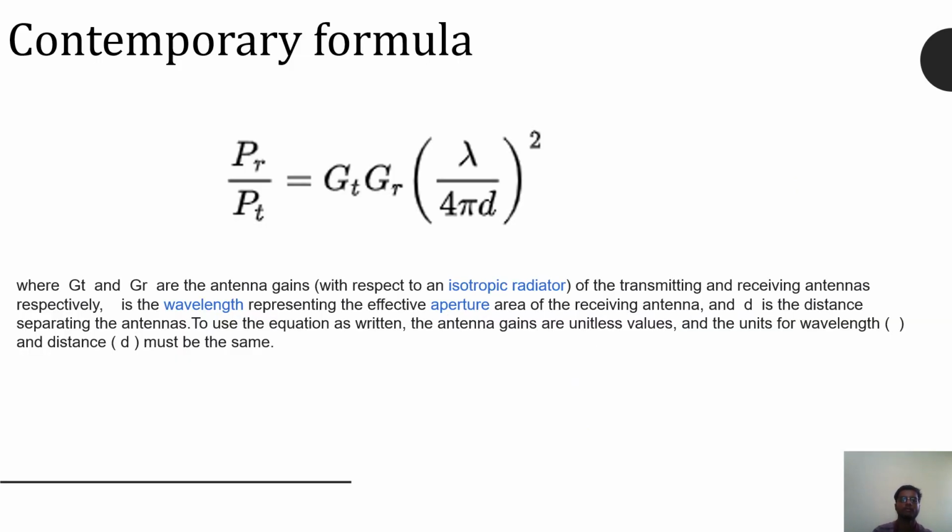Contemporary formula: PR by PT equals GT into GR into lambda by 4 pi D, whole squared, where GT and GR are the antenna gains with respect to an isotropic radiator of the transmitting and receiving antennas respectively, where lambda is the wavelength representing the effective aperture area of the receiving antenna and D is the distance separating the antennas. To use the equation as written, the antenna gains are unitless values and the unit of the wavelength lambda and the distance D must be the same.